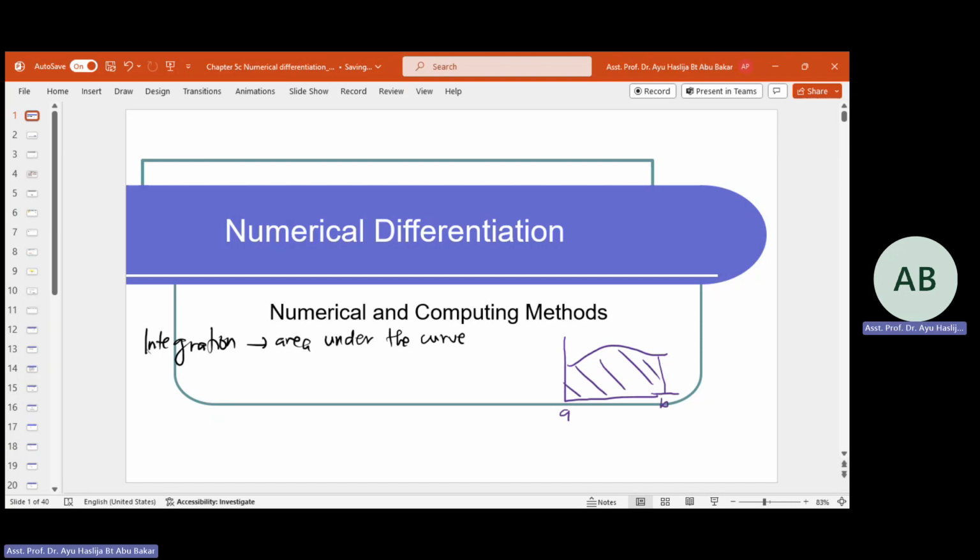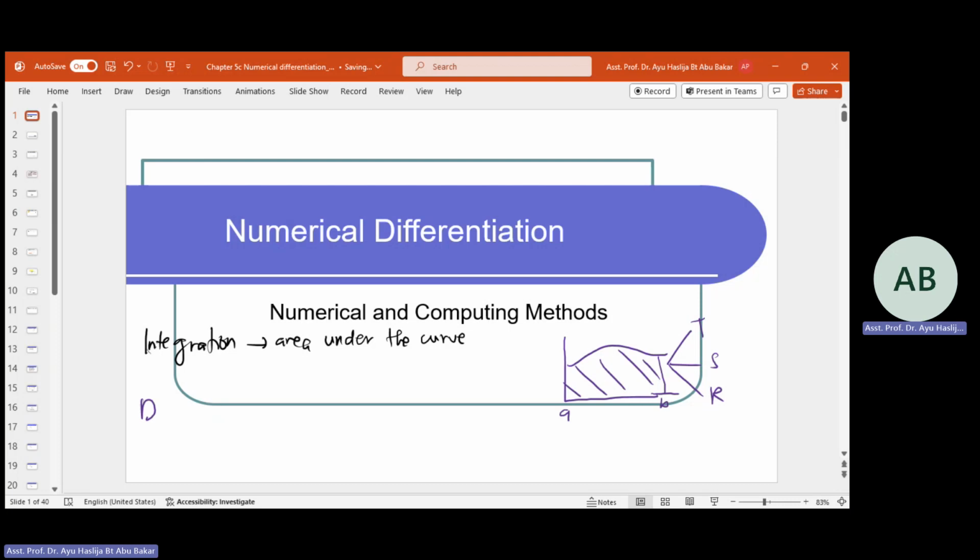Integration, we have three methods, right? Right, not three methods. What is it? Trapezoid, Simpson's, and rhomboid, correct. Trapezoid, Simpson, and rhomboid. Okay, that one is integration to find the area under the curve.